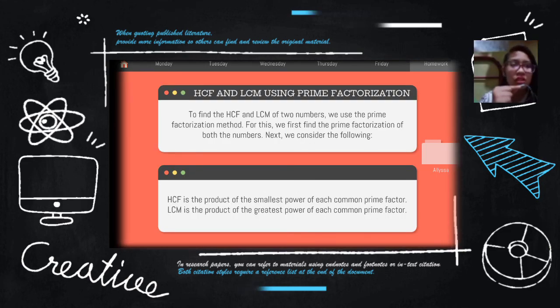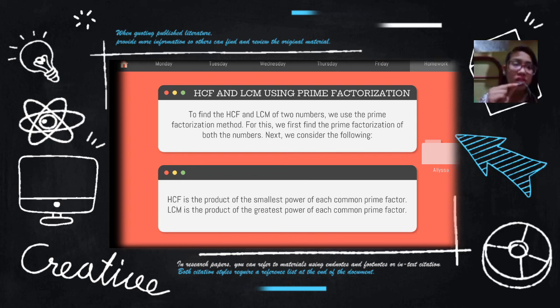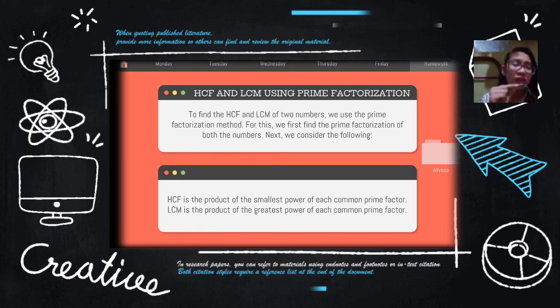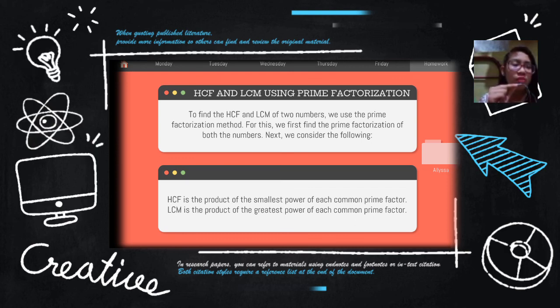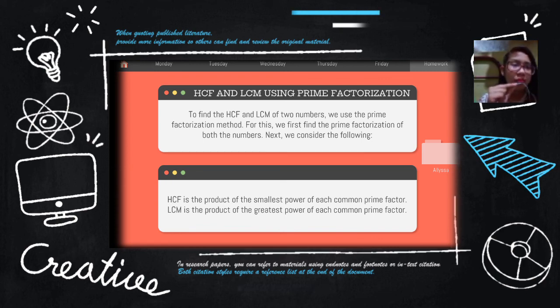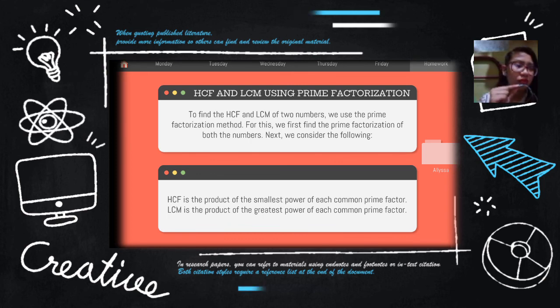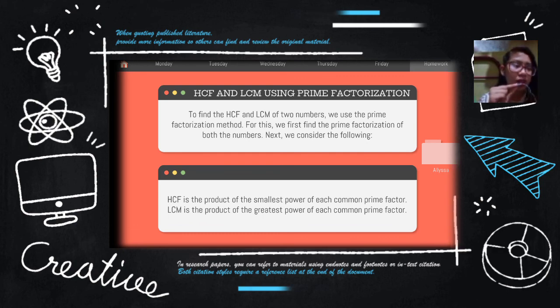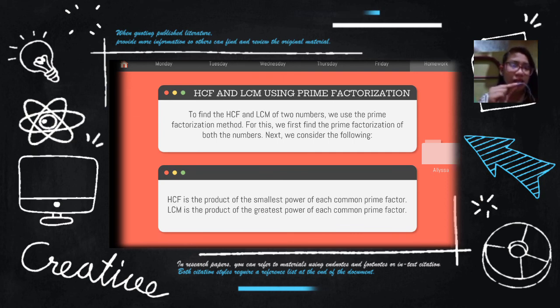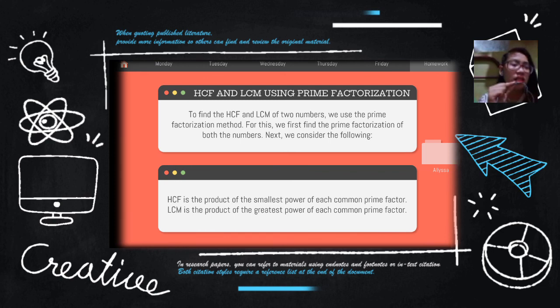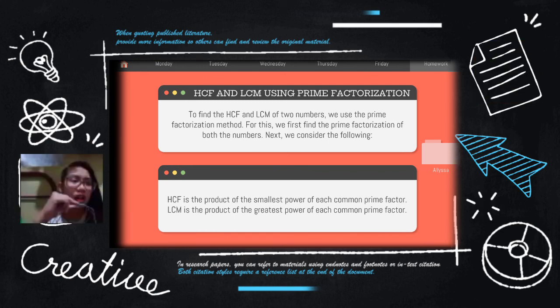So the next application is HCF and LCM using prime factorization. So to find the HCF and LCM of two numbers, we would need to use the prime factorization method, and we consider the following. HCF is the product of the smallest power of each common prime factor, while LCM is the product of the greatest power of each prime factor. So when the prime factors of two numbers are known, they can be compared to calculate HCFs and LCMs. This can be a more efficient method than listing the factors and multiples of large numbers.